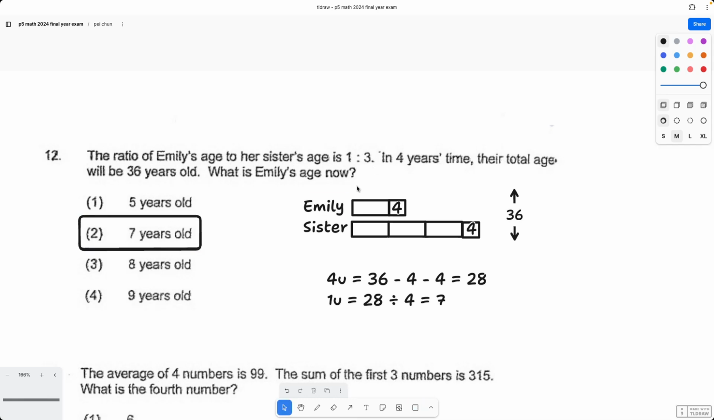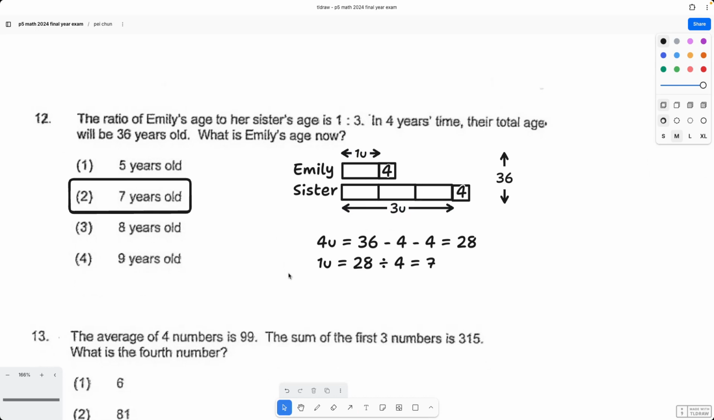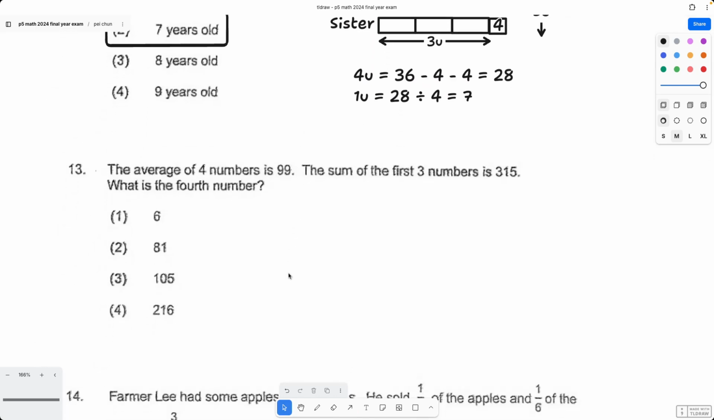Yep. So to just add on, this is 1 unit, 1 U. Okay, great. And then this is 3 U. Okay, so hopefully this makes more sense. Okay, let's move on to the next question, question number 13.